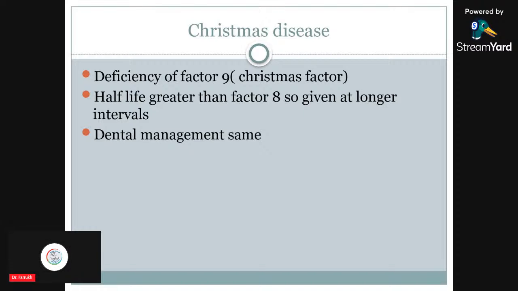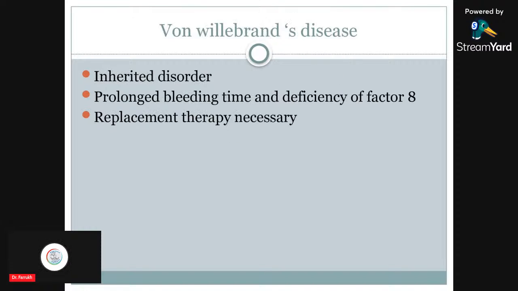Okay. So now there is Christmas disease. What is this basically? It is due to the deficiency of factor 9, which is also known as the Christmas factor. Okay. Deficiency of factor 9 leads to Christmas disease. And its half-life is greater than factor 8, so it is given at longer intervals. Dental management is basically the same.